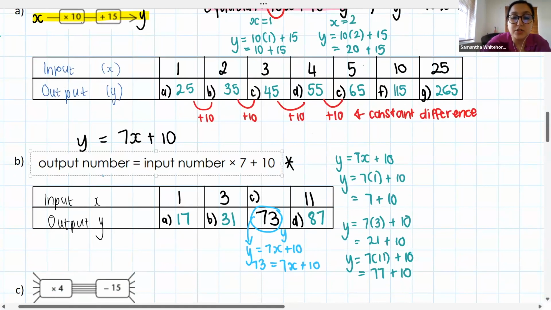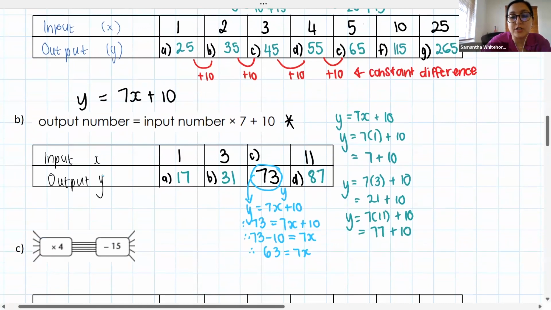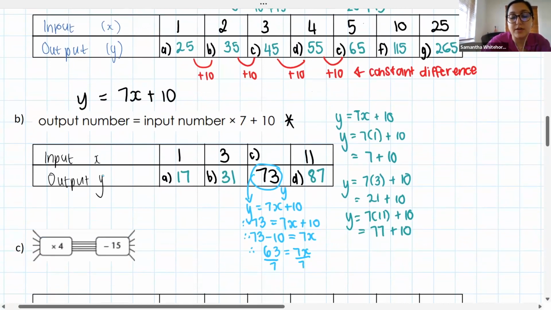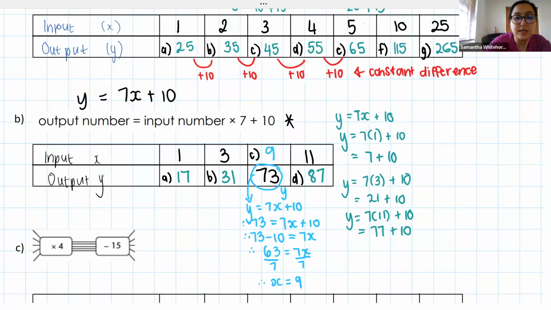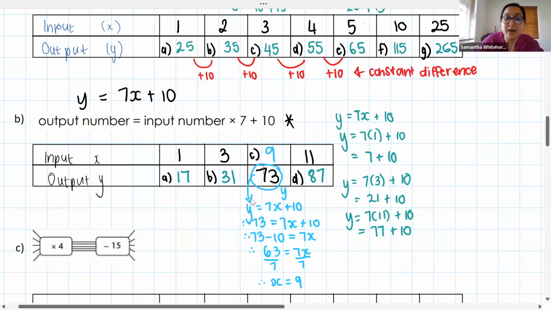So that would mean inverse operations mean I have to subtract 10 on both sides, leaving us with 63 equals 7x. And then we know that because of inverse operations, we need to divide both sides by 7. And we get that x is equal to 9. And so this input value here is 9. So remember, we can work backwards from an output to an input as long as we know what operations we're working with and what rules to apply.